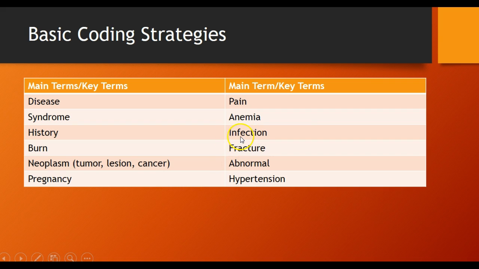Infection. You can have a tooth infection, respiratory infection. You can have a kidney infection, liver infection, bladder infection. Your main term, infection. The same thing with fracture, abnormal, hypertension. So as long as you know to pull out these specific key terms, when you're dealing with diagnosis coding, it doesn't matter how many codes you're going to abstract, how many cases you're going to code. You're just going to know that these are the words that you're looking for in the alphabetic index.